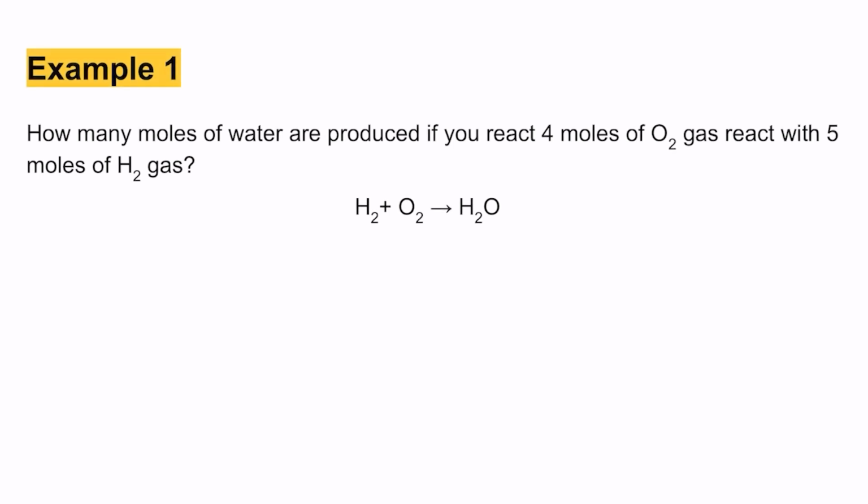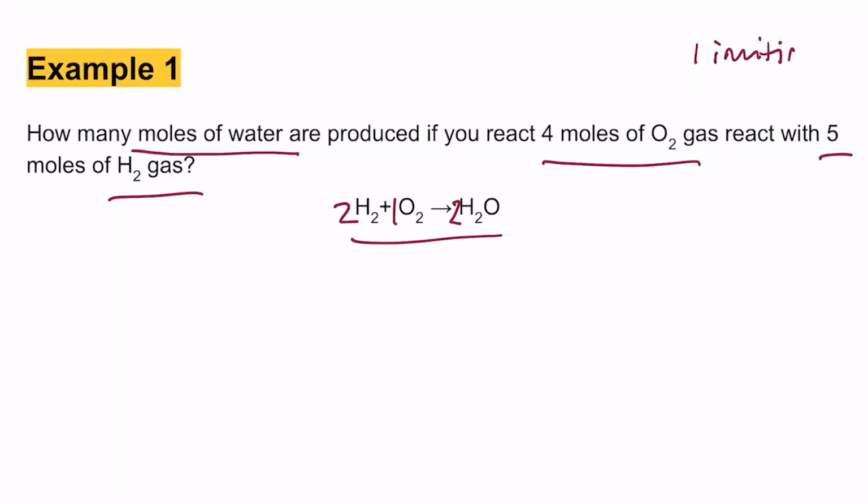In this first problem, we're asking how many moles of water are produced when you react 4 moles of O2 gas with 5 moles of H2 gas. What we always want to start by doing when we have a stoich problem is balance out the equation. So we will do this like so. Now we want to find the limiting reactant. The limiting reactant is what determines how much of the product can actually be made.